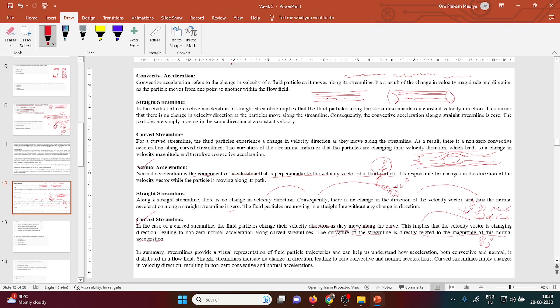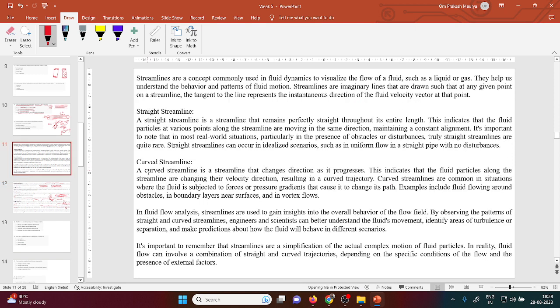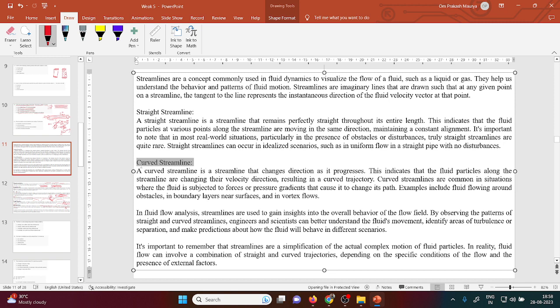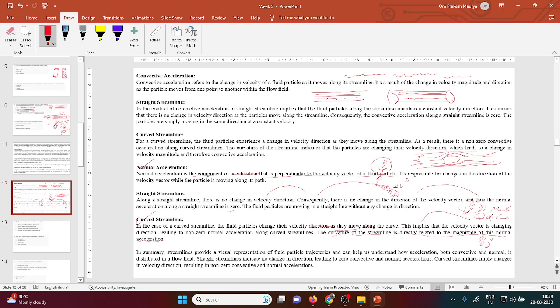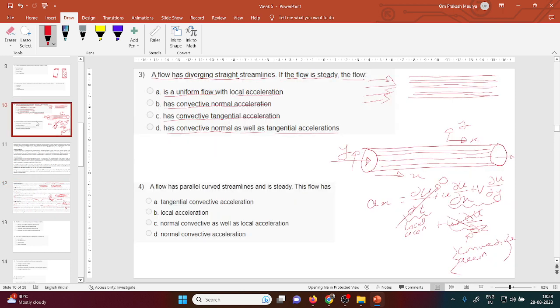No problem. So now coming to the fourth question, you can take the screenshot of this also. The same thing is given. You can take the screenshot of both first and second. This will help your understanding. Now the question number 4.